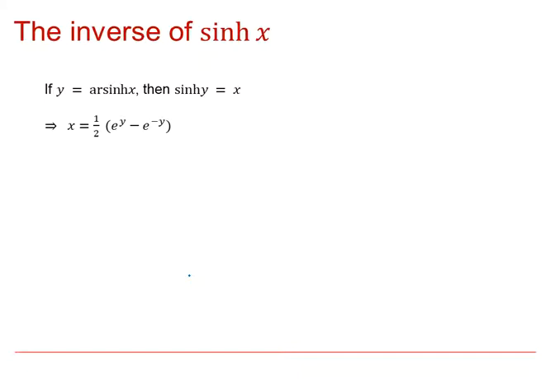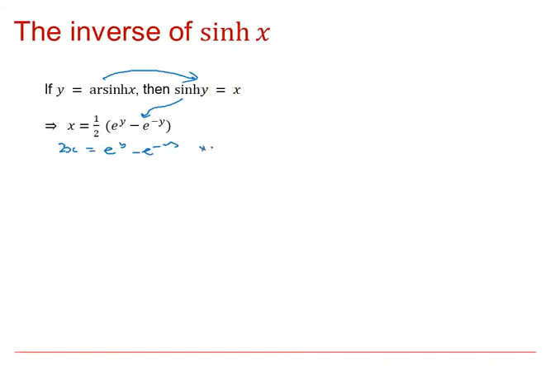So let's look at the inverse of sinh x. Let y equal arsinh x, and that implies that sinh y must be x. If we now write sinh y in its exponential definition, and multiply through by 2, we get 2x is e to the y minus e to the minus y.